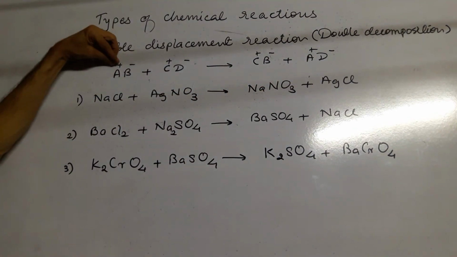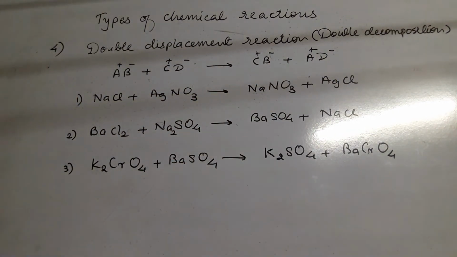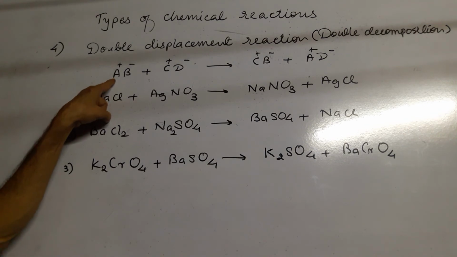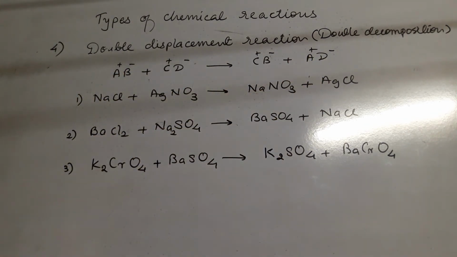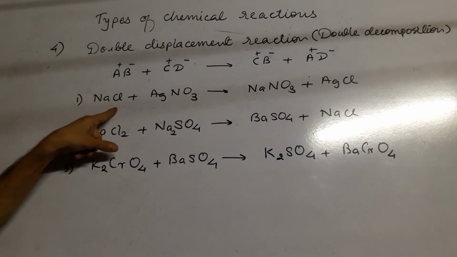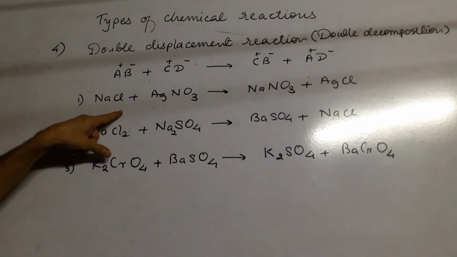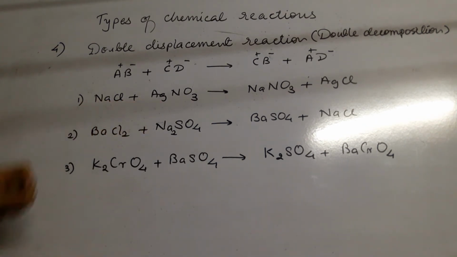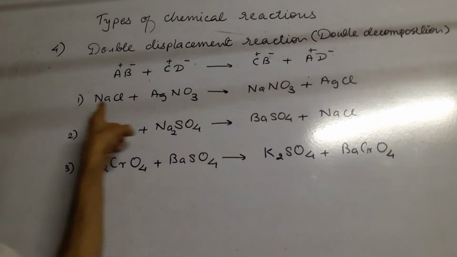Now here we write positive first and then negative. Keep in mind, positive first and then negative. So here AB and CD, you get CB and AD, these 2 compounds. For example, if we take sodium chloride and silver nitrate, the sodium chloride is our common salt, and when silver nitrate solution is added, you get sodium nitrate and silver chloride.